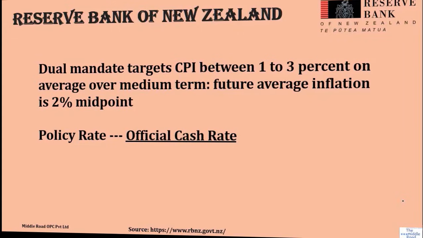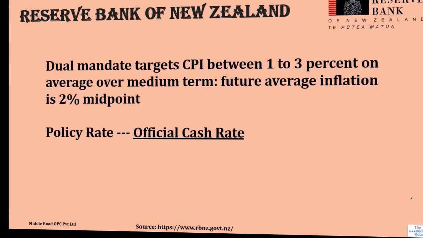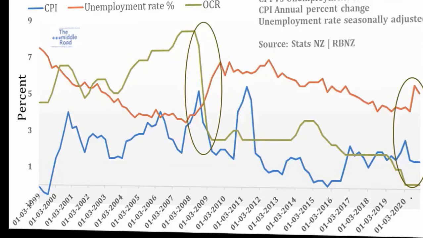If we look at New Zealand, this is one of the best central banks in the world. They have a dual mandate, which is CPI kept between 1 to 3%. They target over the medium term, but they look at the midpoint. Now, the policy rate is the official cash rate. You could read a bit about it.